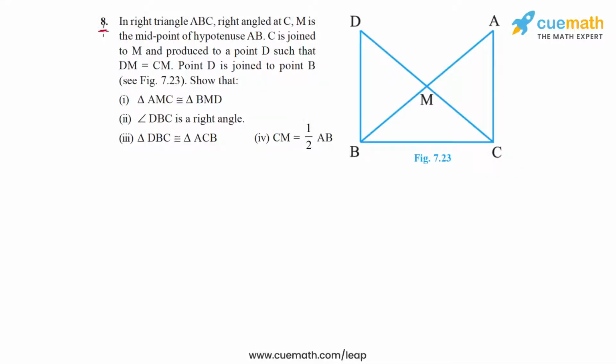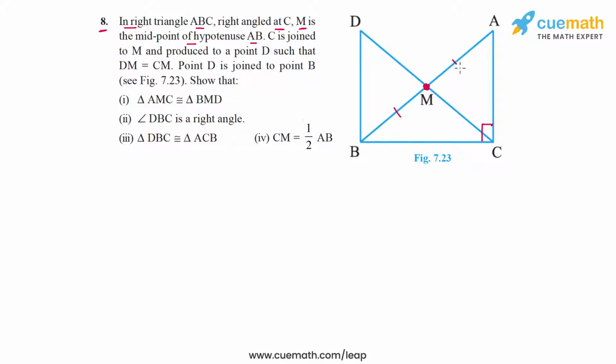In question 8, the problem statement is actually quite extensive and it's a very interesting question. So the statement says, in right triangle ABC, which is right angled at C, M is the midpoint of the hypotenuse AB. So M is the midpoint of AB.